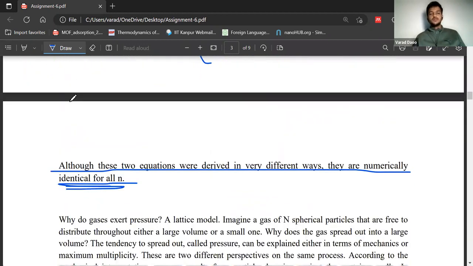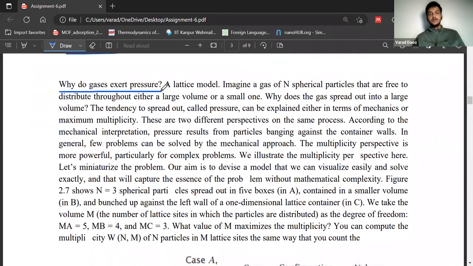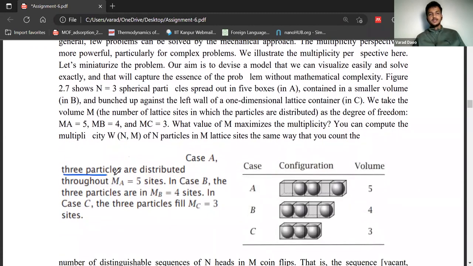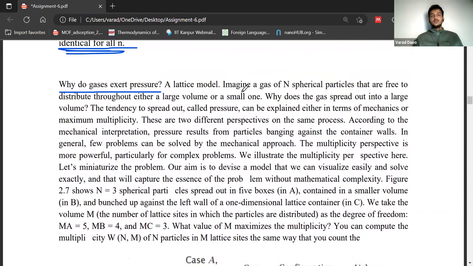So what we have is we want to understand why do gases exert pressure. Let us try to understand using this. Three gaseous particles are distributed in this way. This is case A, this is case B, this is case C. Let us try to read it. A lattice model. We will try to understand why gases exert pressure using a lattice model.